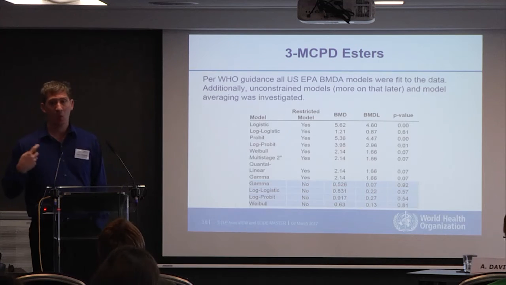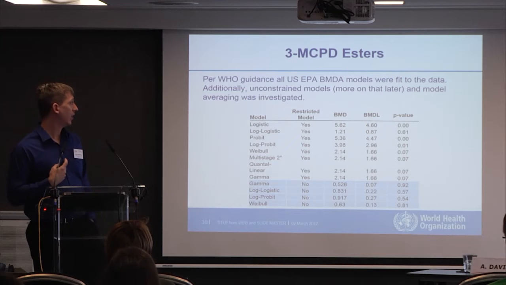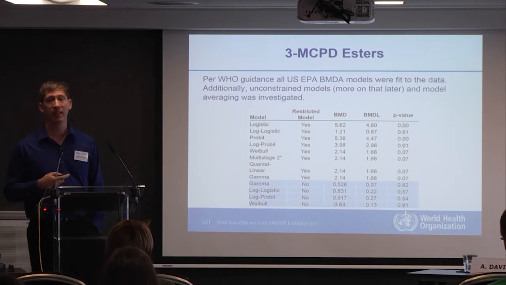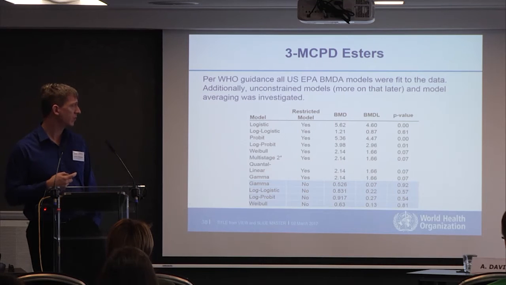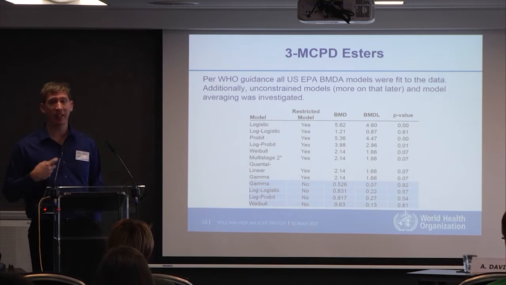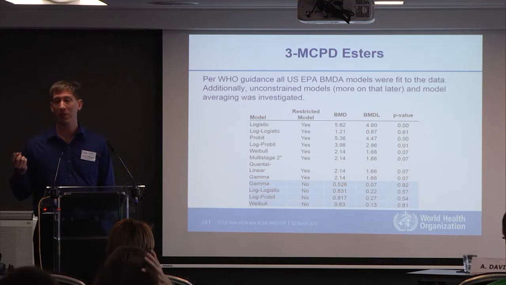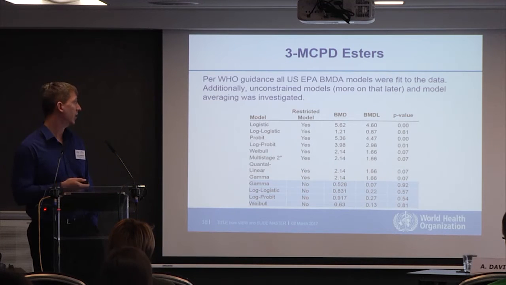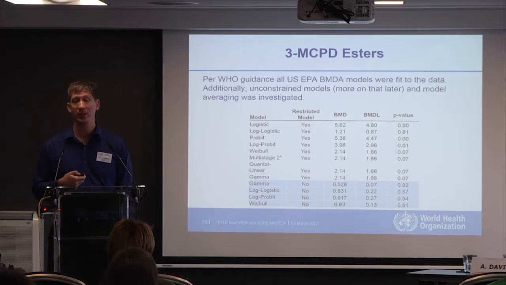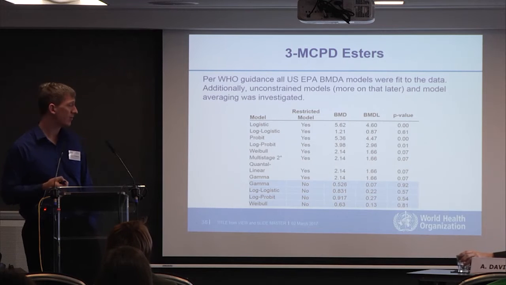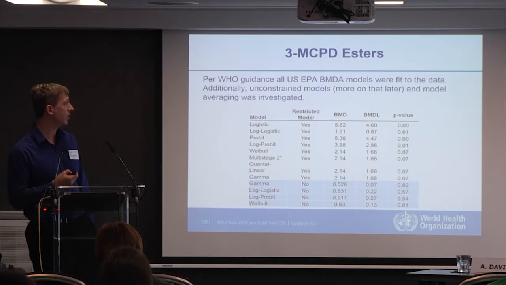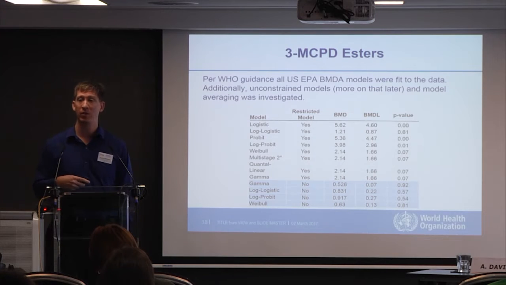So what we did was fit all the restricted models and then we unrestricted. You notice that there's only 4 unrestricted models. And you'll find that in the restricted case, there's only one model that fit with the p-value, the log logistic. Its p-value is 0.61. None of the other models fit the data. But when you unrestrict, the gamma, the log logistic, the log probit, and the Weibull all fit the data.